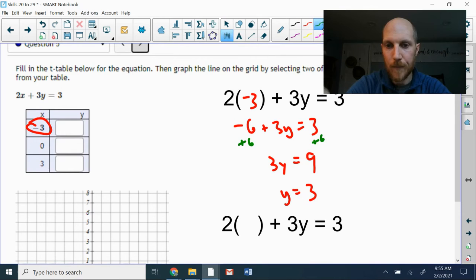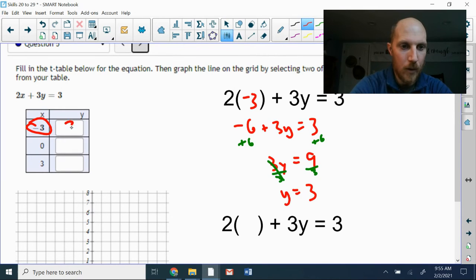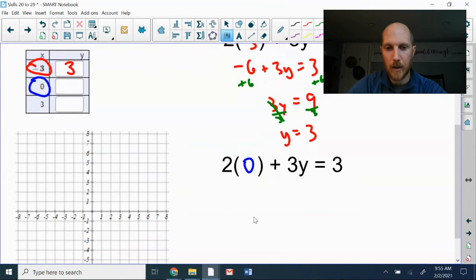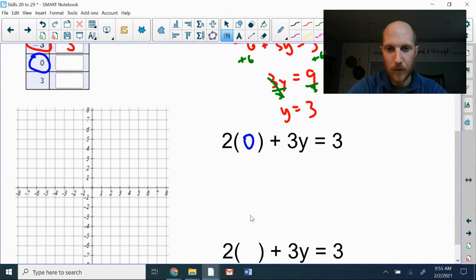3 divided by 3 equals 3. Okay, so my y coordinate in that first spot there is going to be +3. Next is a 0. So I'm going to put 0 in here into the x spot and solve this equation for y. So let's multiply 2 times 0. That's 0.